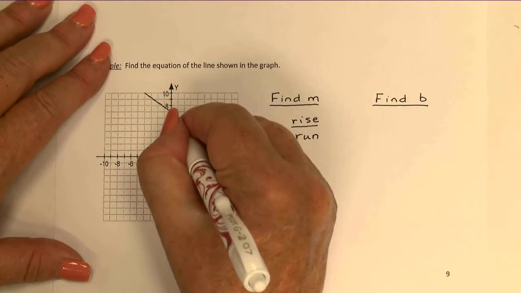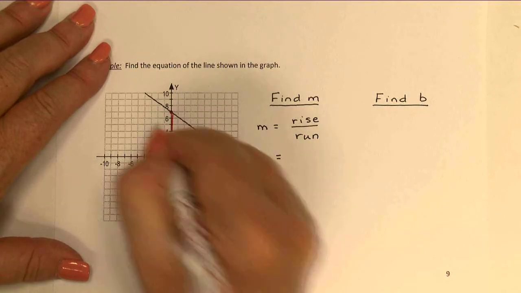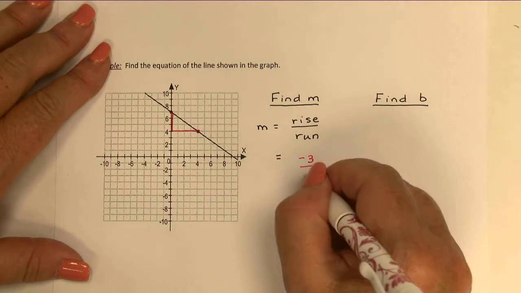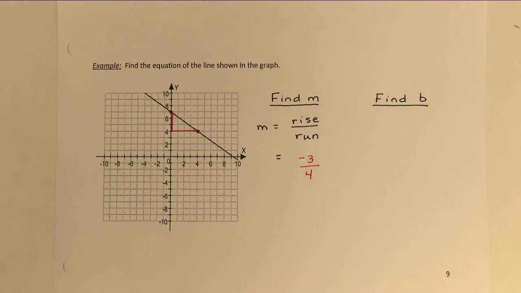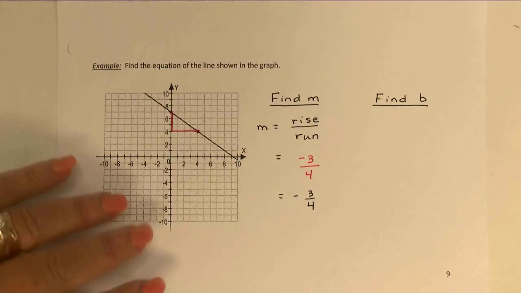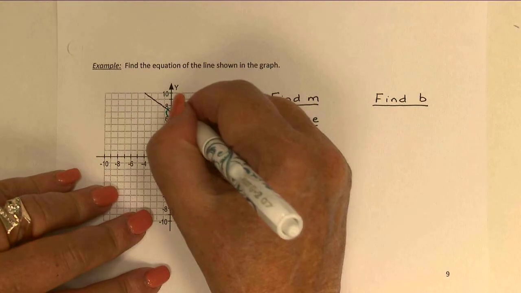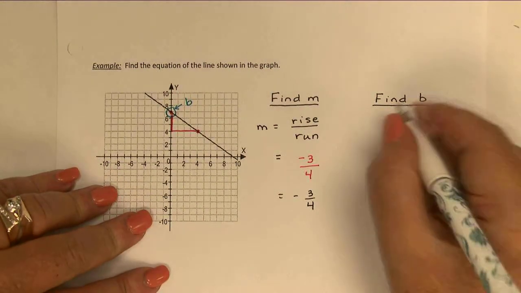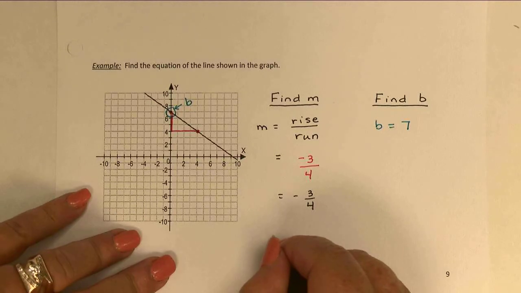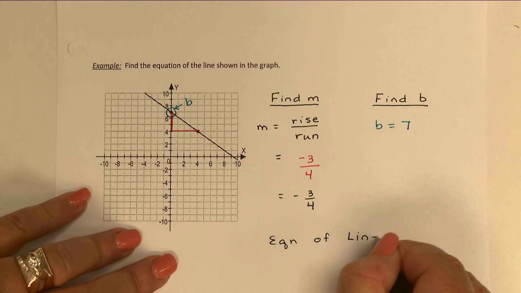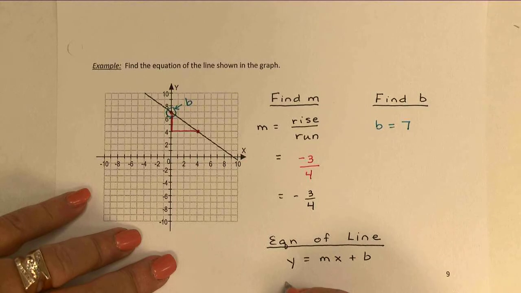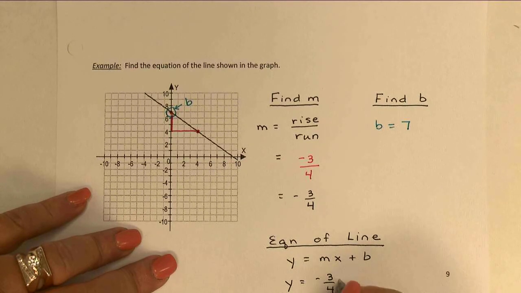And then thinking rise over run, I had to go down 3. So there's the rise. And then I had to go over 1, 2, 3, 4. So there's the run. And so my slope is simply negative 3/4. The b value is actually this one that I started with, the y-intercept here. And that was 7. So the equation of the line, y equals mx plus b, is going to look like y is equal to negative 3/4 x plus 7.